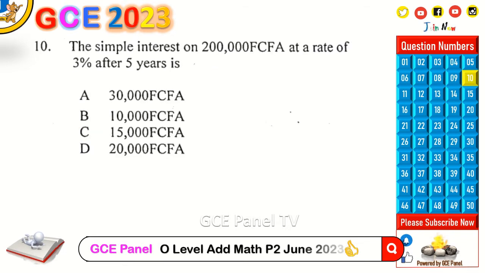Question 10. The simple interest on 200,000 at the rate of 3% after 5 years is... So here it is simple interest. What's the formula for simple interest? Principal times rate times time. That's the formula for simple interest. Principal times rate times time.